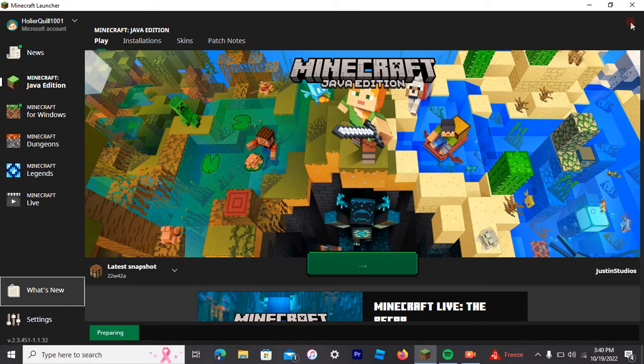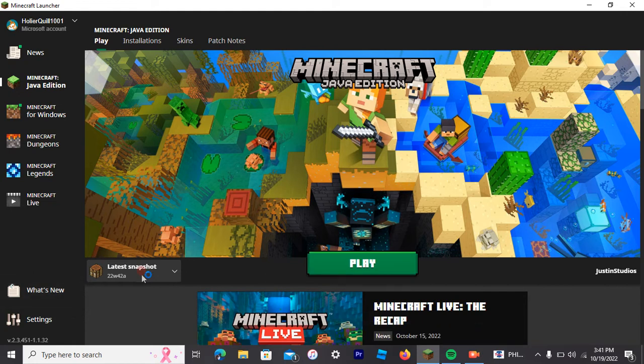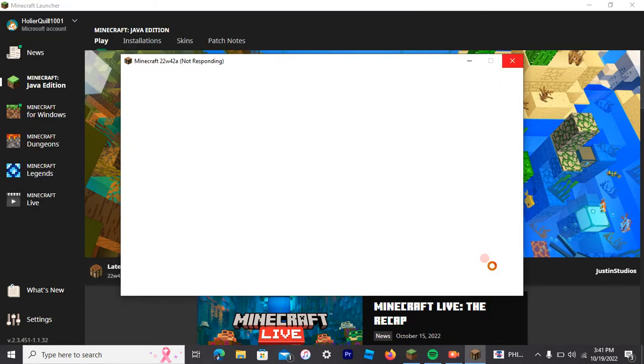I heard they added camels, bamboo wood, hanging signs, and all that stuff. And this is snapshot 22W42A. So, yeah. Yes, sir. Minecraft 1.20.